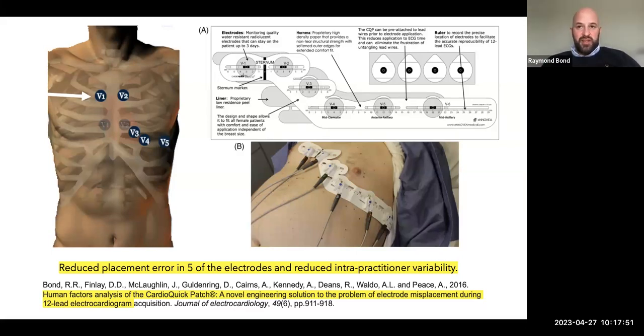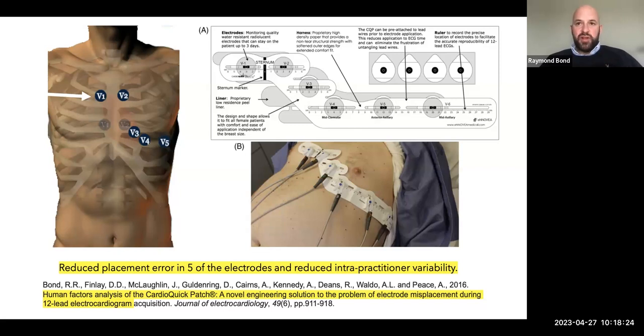So when you record an ECG, you obviously have to place 10 electrodes on the human torso, and 6 of those electrodes are placed on the chest, right? And these electrodes should be placed on very specific anatomical landmarks. For example, V1 should be placed on the sternal border in the 4th intercostal space. So they're very well specified. However, many electrodes can be misplaced.